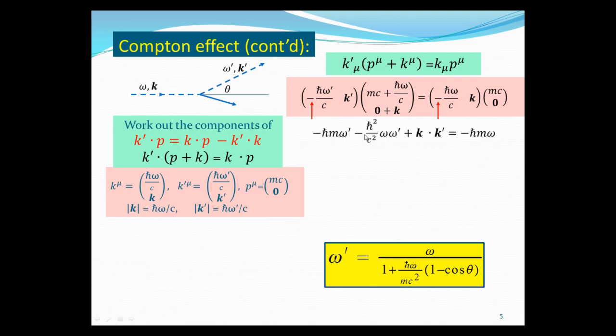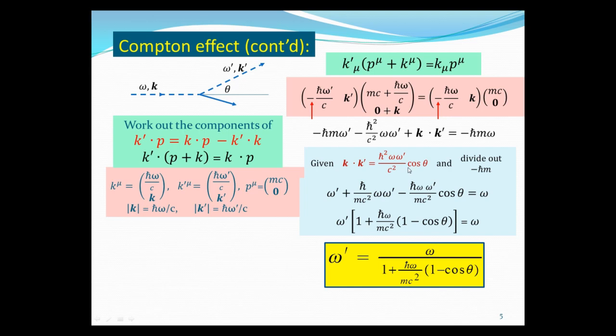And you just multiply them out. For example, the first term, minus h bar omega prime with c multiplied, the c cancels. Also this one gives just h bar squared, with omega and omega prime over c squared. So you have k dot k prime, the photon four-momentum dot product, equal to the energy times the cosine of the angle between them. So you plug this in, you divide by h bar m on each term, and you have this relation.